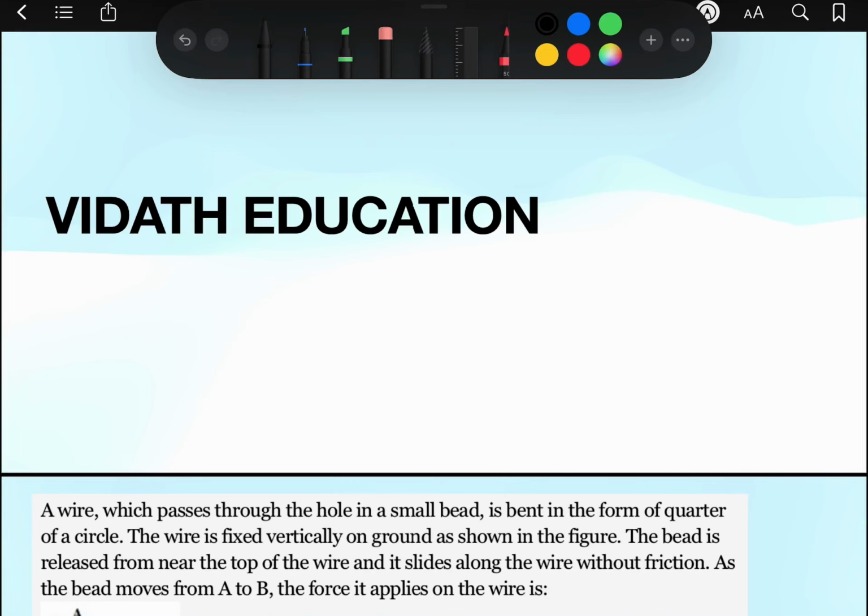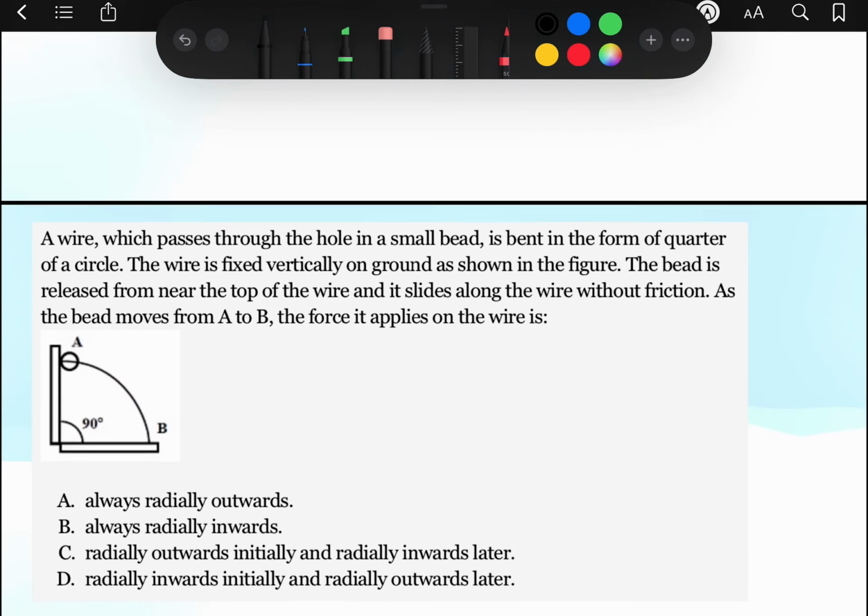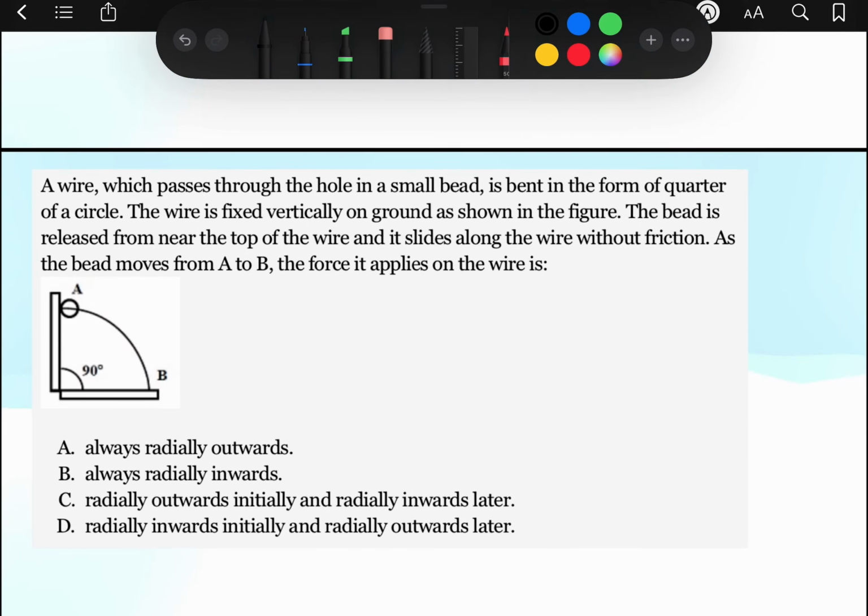So this is another question from IIT JEE PYQ. The question is from the chapter circular motion and it is from the year Advanced 2014. This is an important question.